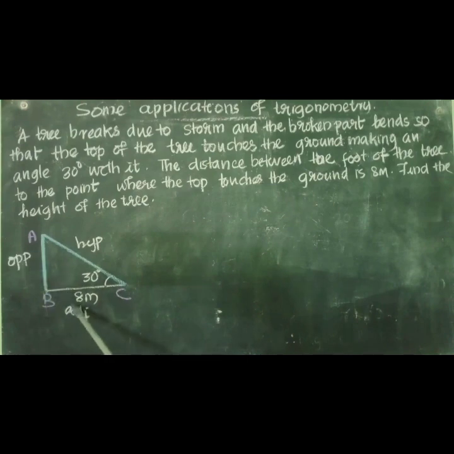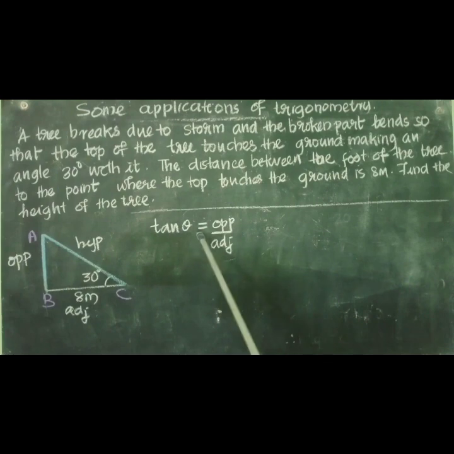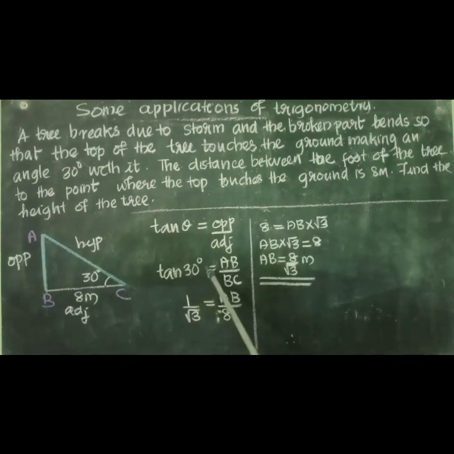Opposite side we need to find out, adjacent side is given. So the ratio between opposite side and adjacent side, which is the ratio? We know tan theta equal to opposite side by adjacent side. Here theta is 30 degree. Opposite side we need to find out. Adjacent side is 8 meter. Tan 30 degree equal to AB by BC. We know tan 30 degree is 1 by root 3. So we can write 1 by root 3 equal to AB by 8.